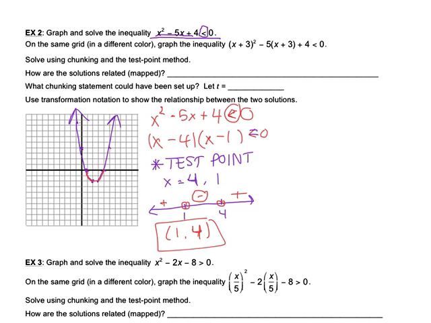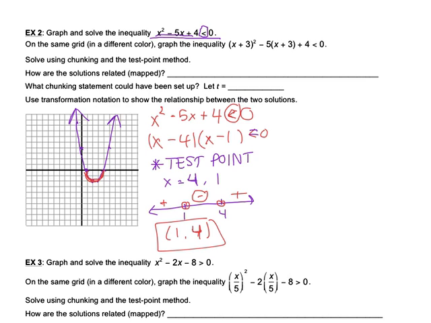Now again, we saw that on the graph. We won't have the graph in the future. This is just showing you a visual of what's happening. This is what you'll be using to solve problems like this. So we see that the solution is when x is in between 1 and 4, that function is negative.